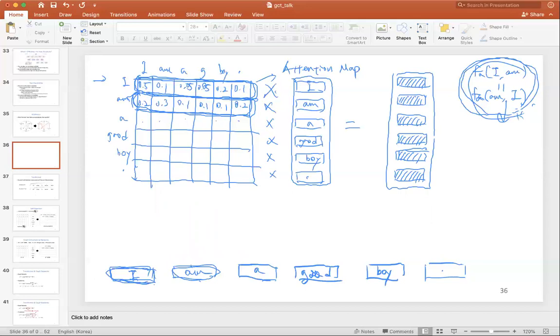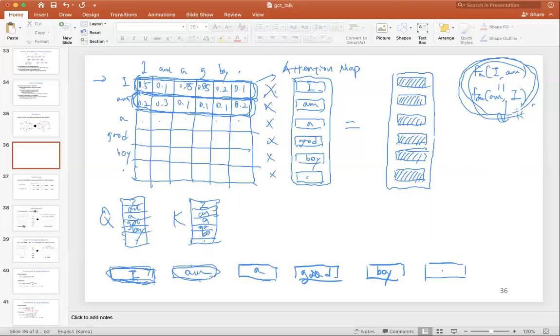So when you do this, I'm going to use q large for all the vectors. There's a q set of vectors, which is I am a good boy, dot. Then there's a k set of vectors, I am a good boy, dot.